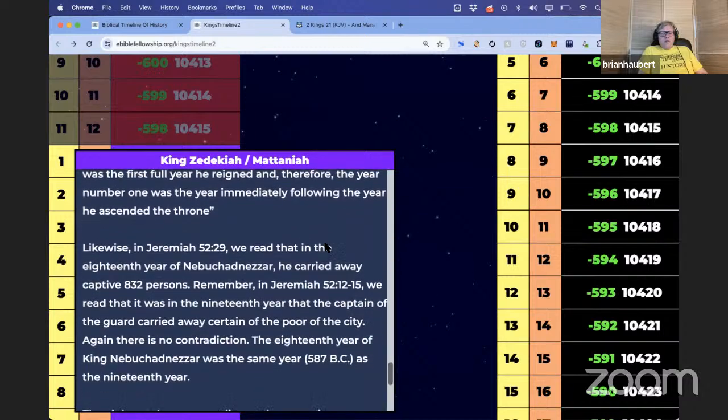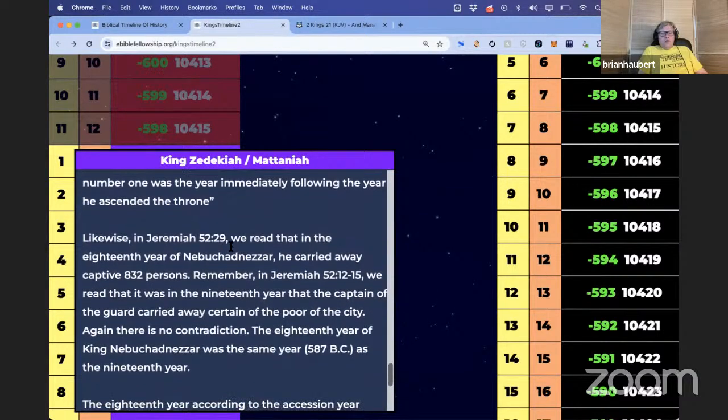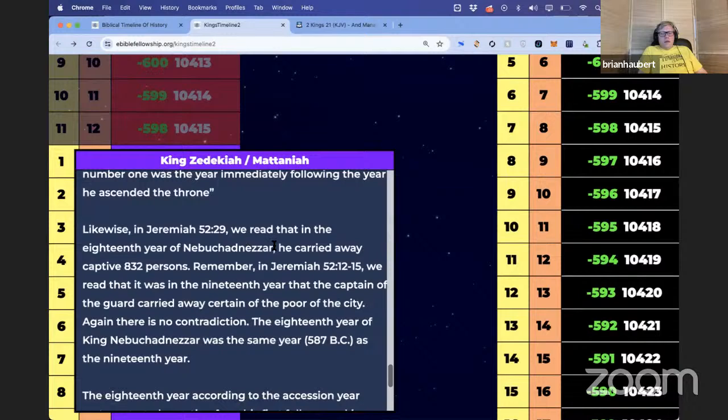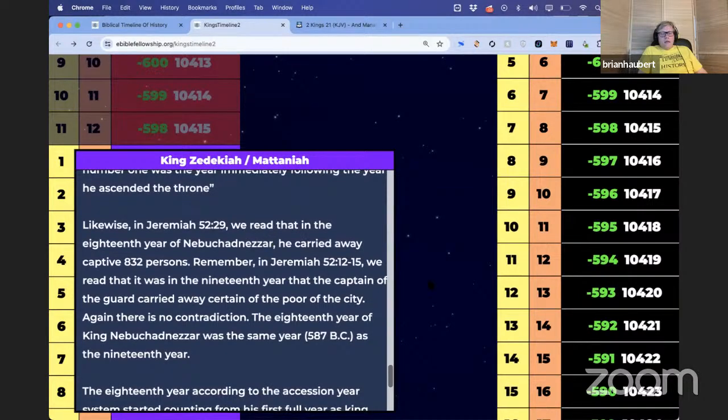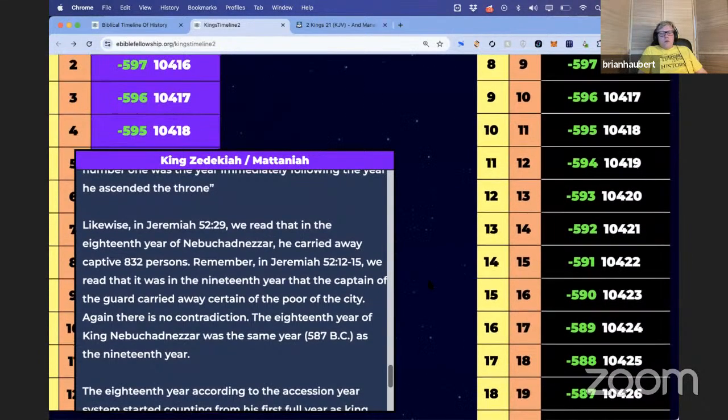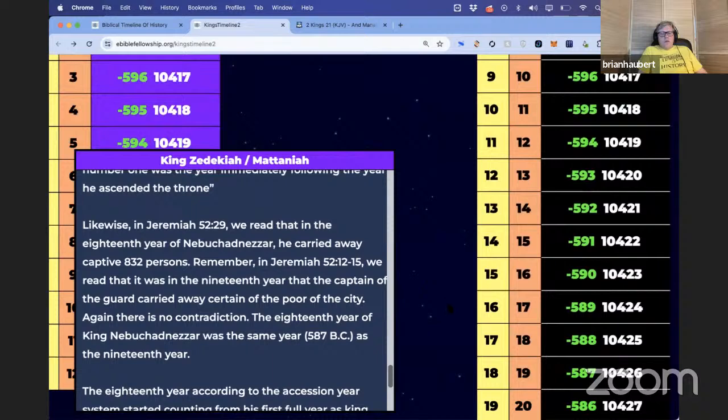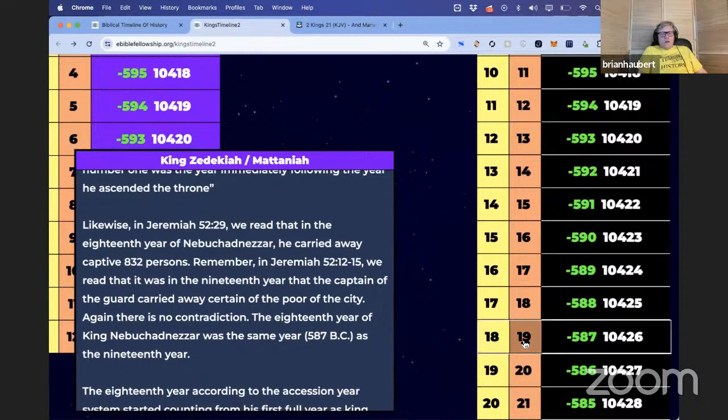Likewise, in Jeremiah 52:29, we read that in the 18th year of Nebuchadnezzar, he carried away captive 832 persons. Remember that in Jeremiah 52:12-15, we read that it was in the 19th year that the captain of the guard carried away certain of the poor of the city. Again, there is no contradiction. The 18th year of Nebuchadnezzar was the same year, 587 BC, as the 19th year. And, again, his 18th accession, 19th non-accession.